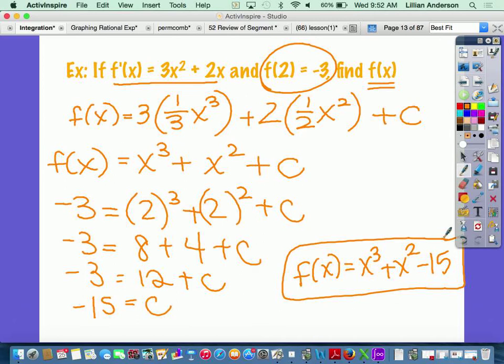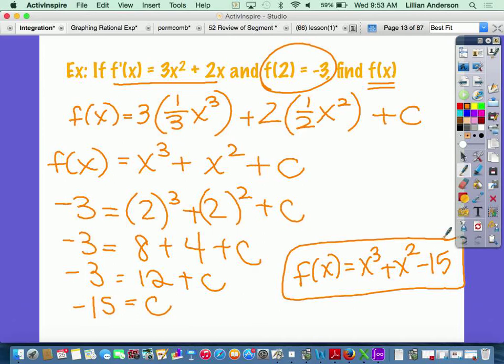Questions? So it's a process again. It's an antiderivative, plug in your point, solve for C. Yes? They always give you... So no, they might not always give you your x and your y. They might give you something. They'll give you something to help you figure out what your constant is.